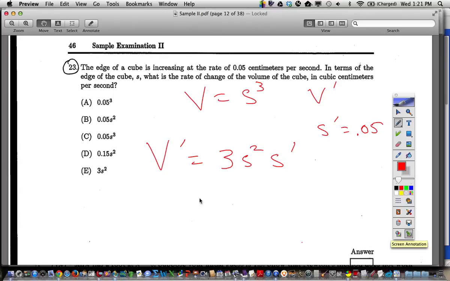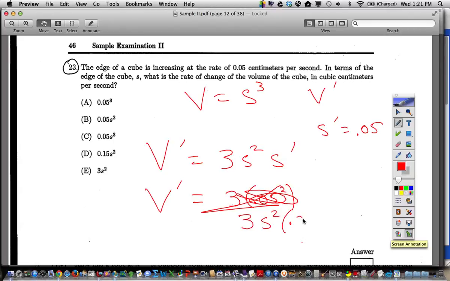Right? So v prime would equal 3 times 0.05 squared. No, I plugged it in the wrong place. 3s squared times s prime, 0.05. 3 times 0.05 is 0.15 s squared. Right? So v prime is 0.15 s squared.